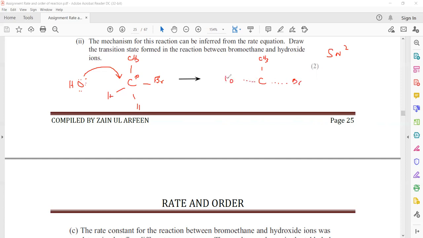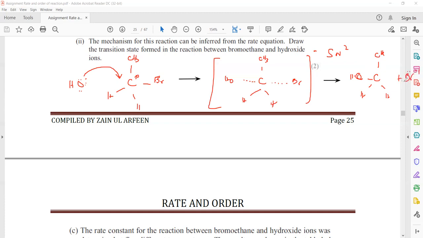So the dotted line should be there. It will form a transition state, an intermediate, which will have a negative charge, and then bromine will break the bond and OH will form a bond. So as a result, CH3, H, H, OH. Is it clear? Plus Br.